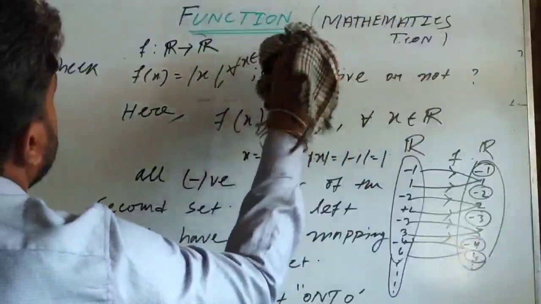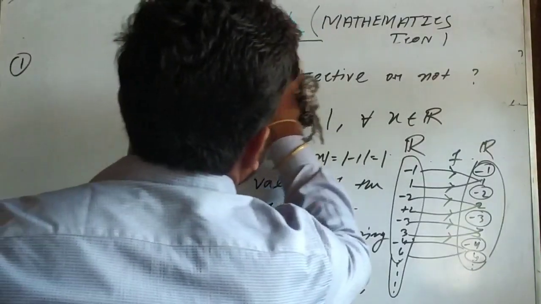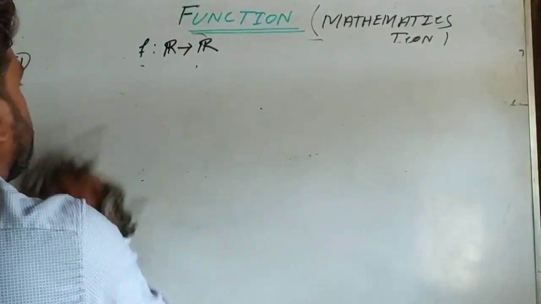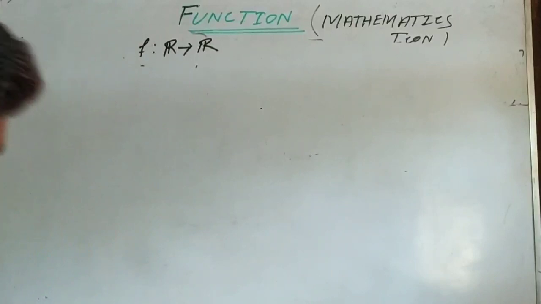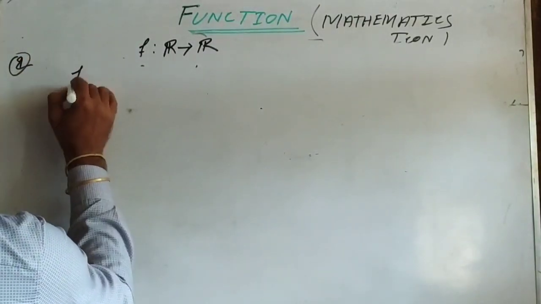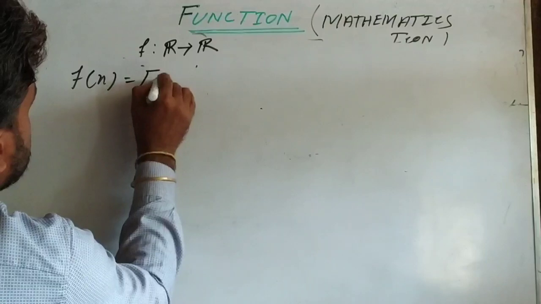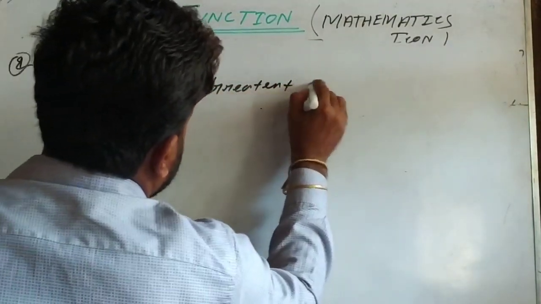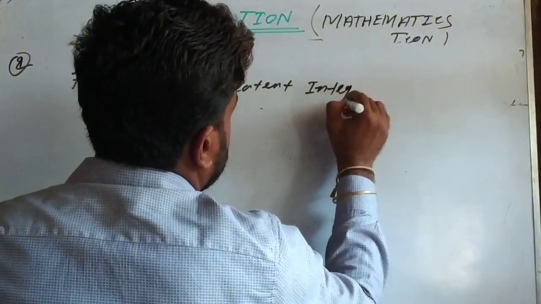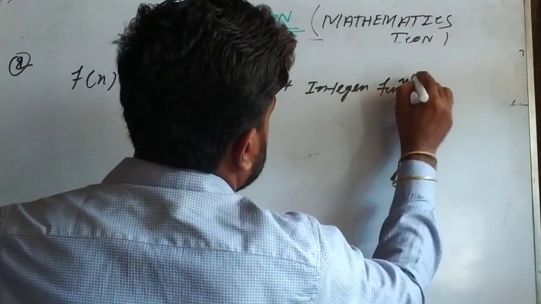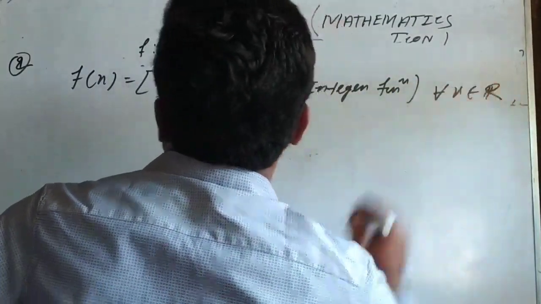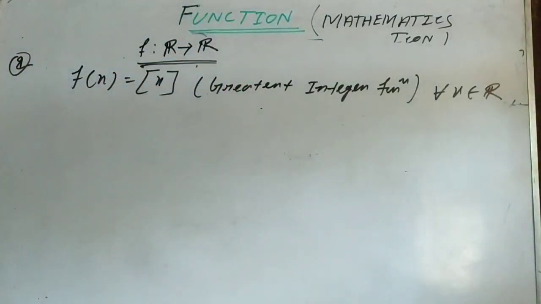Second question. f(x) equals box of x, just in the bracket, greatest integer function. Okay, and for all x belongs to the real numbers. This is the function as well.